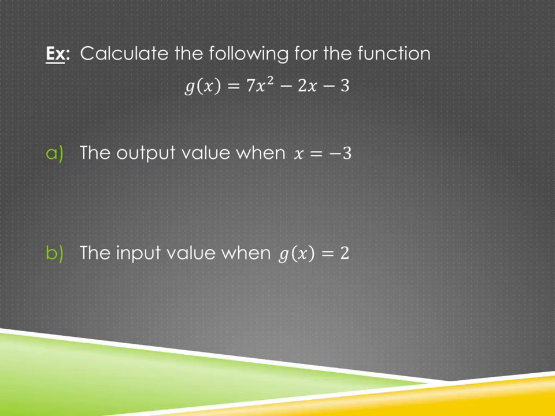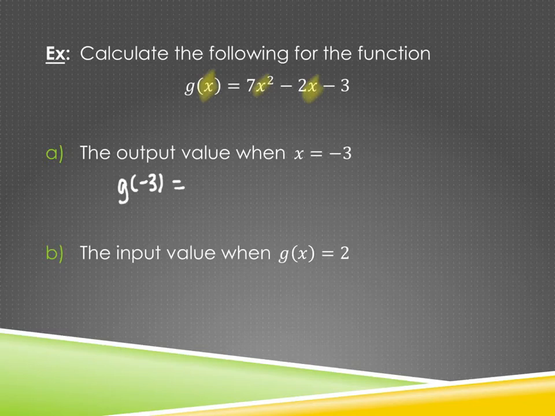So on this question, we have an equation. It's g of x equals 7x squared minus 2x minus 3. And it wants you to find the output value when x is equal to -3. So what it's telling you is that all of these x's here are going to become -3. Bare minimum, what do you need to show me? You need to show me g of -3 equals and an answer.